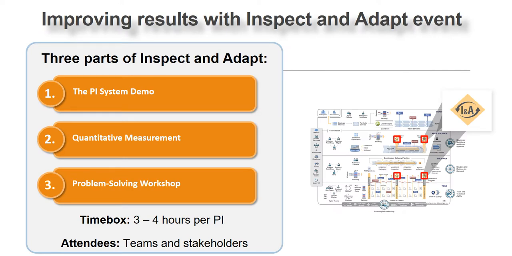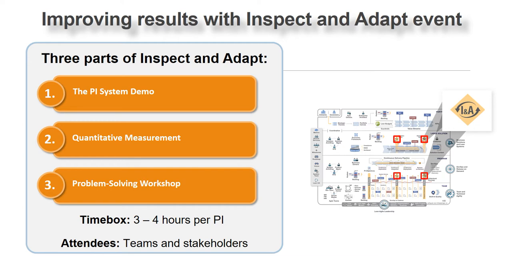Then we have an inspect and adapt event, where, as I said, the final system demo happens. That is in the last 2 weeks. So how it happens is, when we work in 8 to 10 weeks of sprints, we have 4 sprints which are dedicated for work, and we have one sprint which is dedicated only for innovation and planning. And in that innovation and planning, we have an inspect and adapt session. So what happens in the inspect and adapt session? First, a PI system demo.